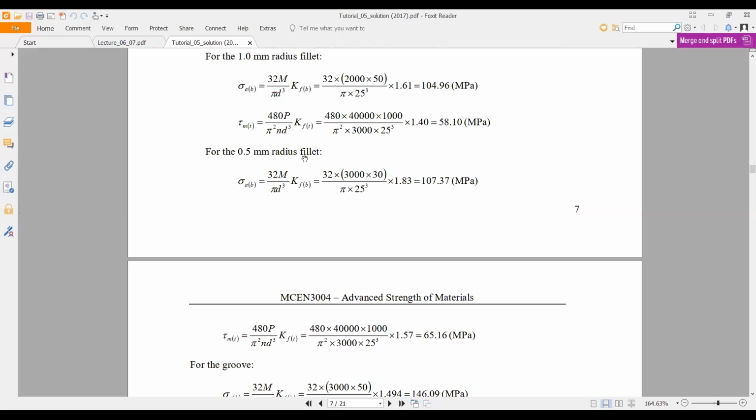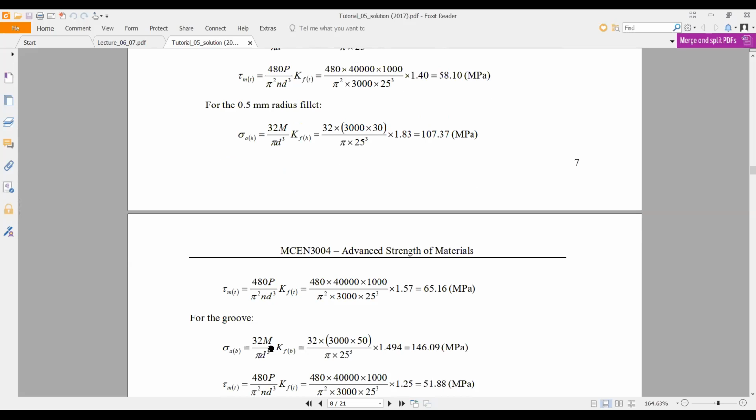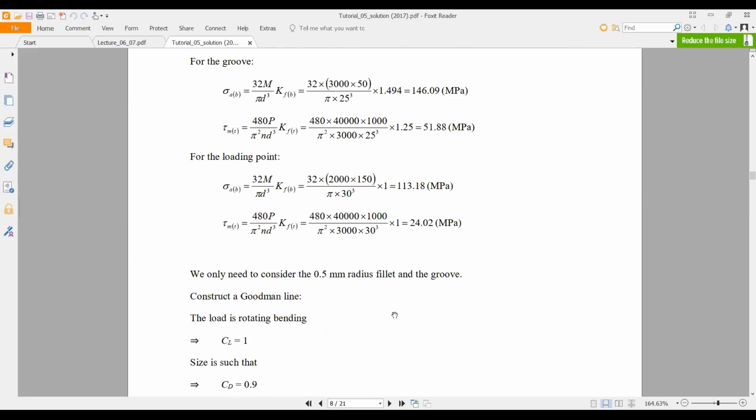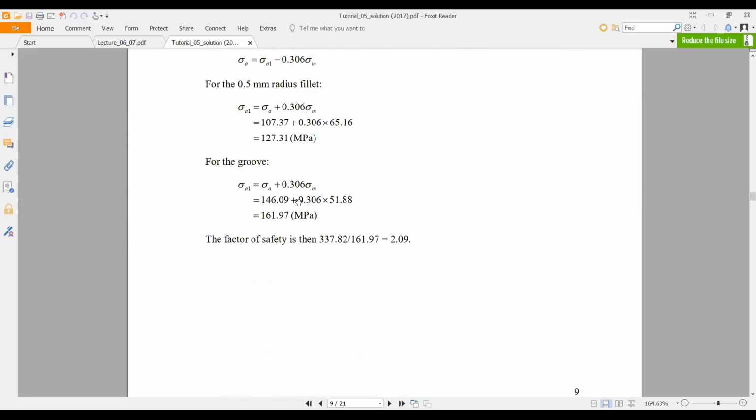So here also, you can see the mean stress will be higher. When you consider the stresses, we normally consider the highest stresses. So higher stresses for the mean stresses. That means the shear stress is the mean stress. So mean stress will be higher at the 0.5 millimeter fillet. But alternative stress will be higher at the groove. So we need to consider both, and out of these two, we need to get the maximum one, like this.